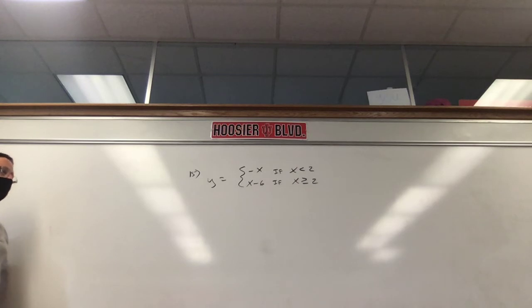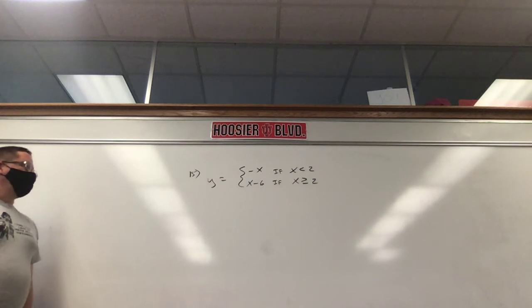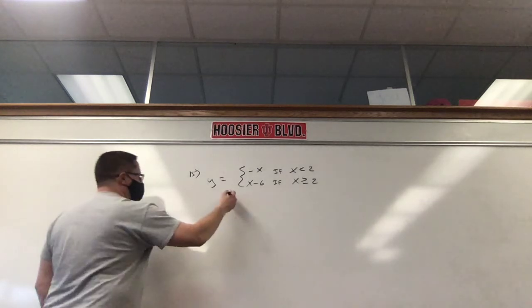Well, now we're not finding the value. We're actually graphing these. So it's going to be one graph, but it's going to be in two pieces. Two different pieces. So we have y equals negative x if x is less than 2, and y equals x minus 6 if x is bigger than or equal to 2. So how we do it is this.